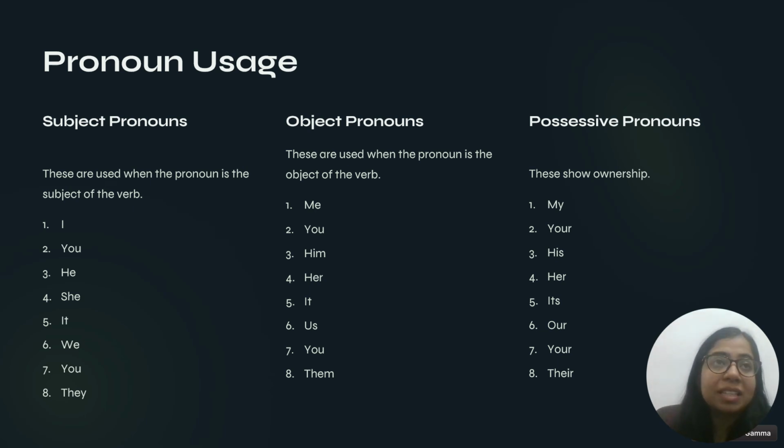Next is possessive pronouns. I told you na, exclamatory marks we use for possession, mine, yours. Okay, so these are possessive pronouns. They show ownership. This book is mine. This table is yours. Okay, so words like my, your, his, her, its, our, your, and their. Again, these words can be singular also and they can be plural also.